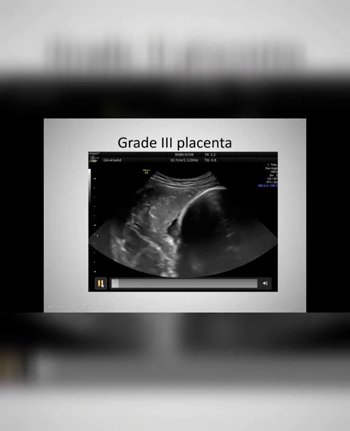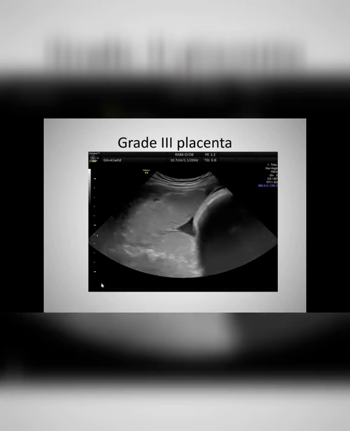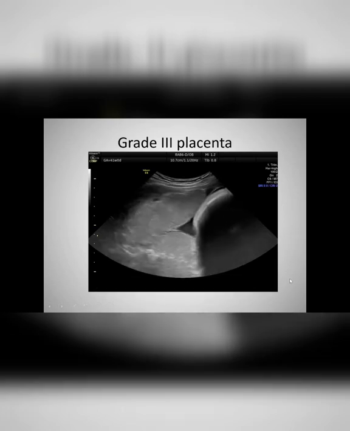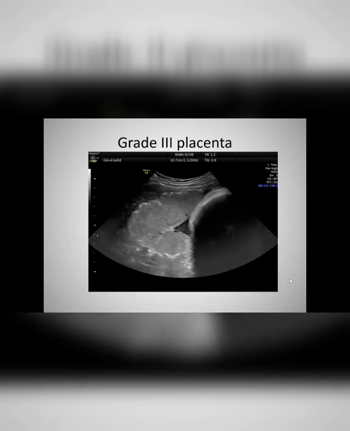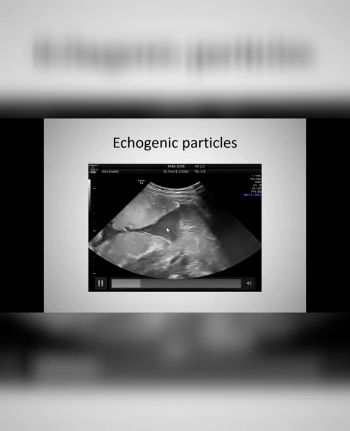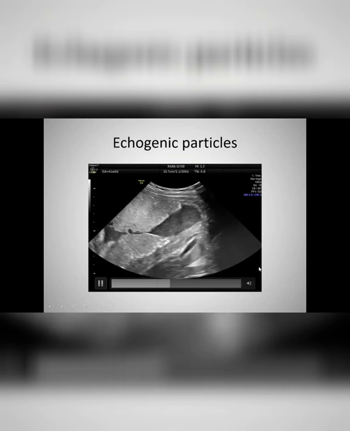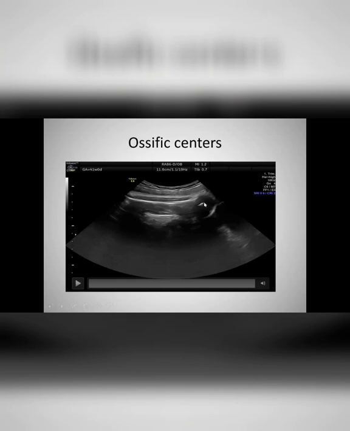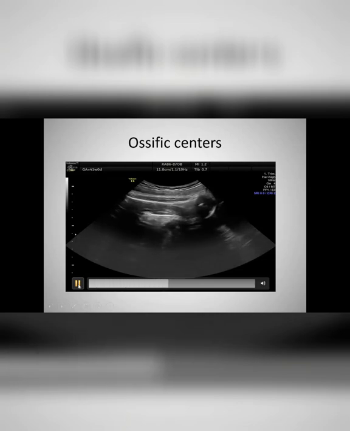Then came here also the placenta. It's also grade 3, or starting to be grade 3 maturity. And here are the moving echogenic particles. And then here also is the ossific center of the distal femoral epiphysis. This is the ossific center. So it's good enough.